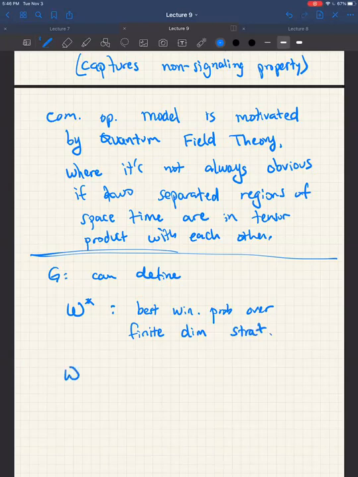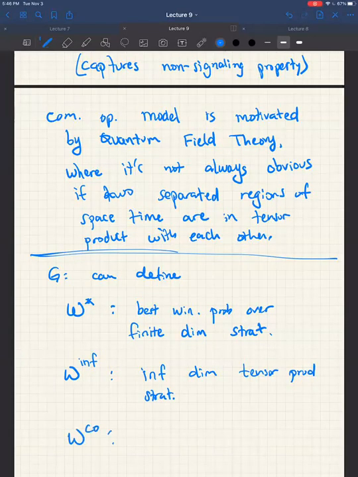Okay, we can define, let's say, omega, let's call it omega inf, for lack of a better term, infinite dimensional tensor product strategies. And then we have omega commuting operator. So this is where you say you can pick any commuting operator strategy.